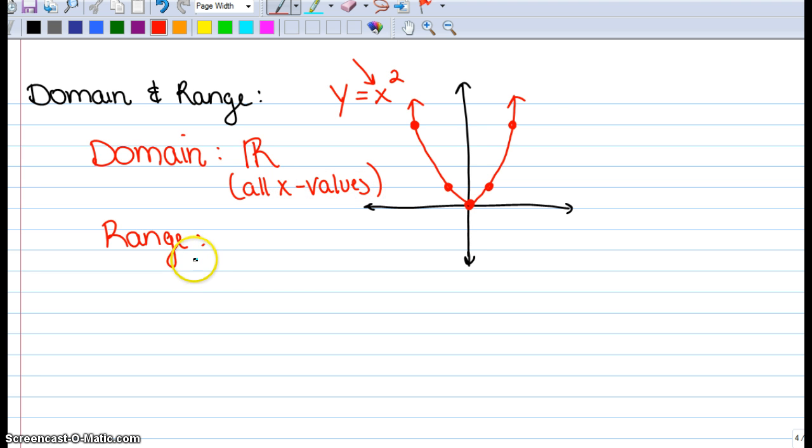And when we're looking at the range, notice here at your graph, all of the points are above the x-axis or at 0. So with our range, we don't want to include any negative values because there's no points down here. So our range will be all y's greater than or equal to 0.